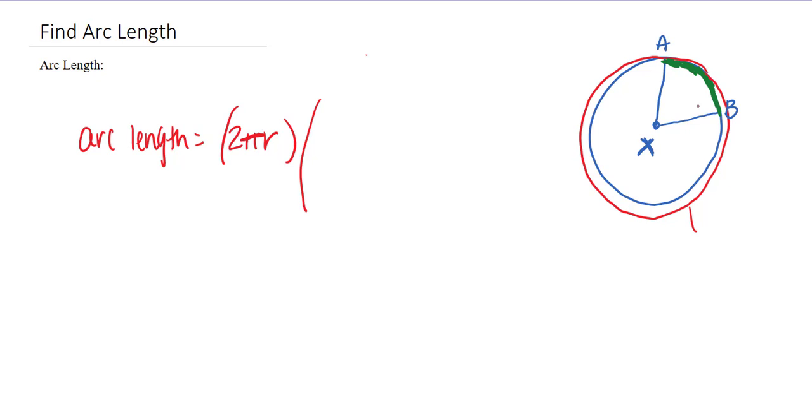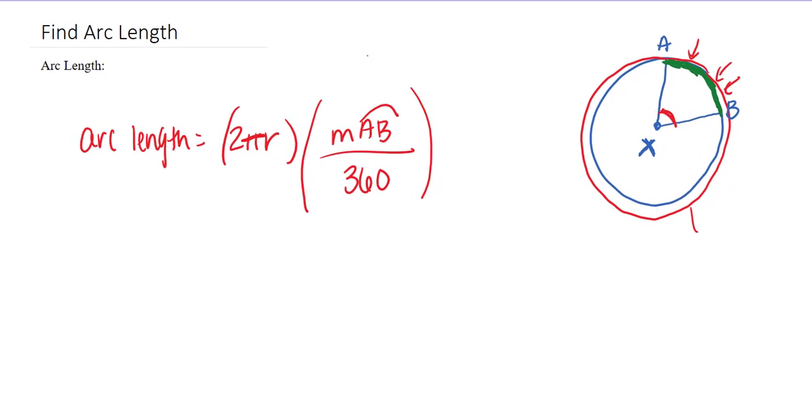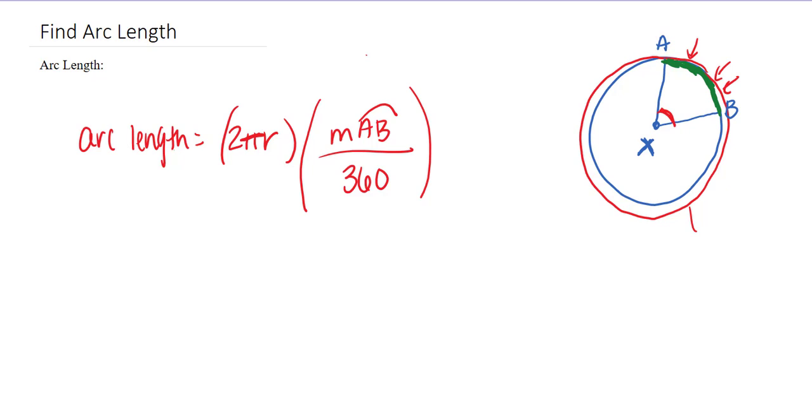So if we actually think about it, if we only want this portion, that's all we care about. If we take the arc measure of the arc AB and divide that by 360, we're going to get just that portion of the circumference. So what we're doing is multiplying our circumference by a fraction just to get the arc length of that arc. So that's our formula. So let's go ahead and start to solve.